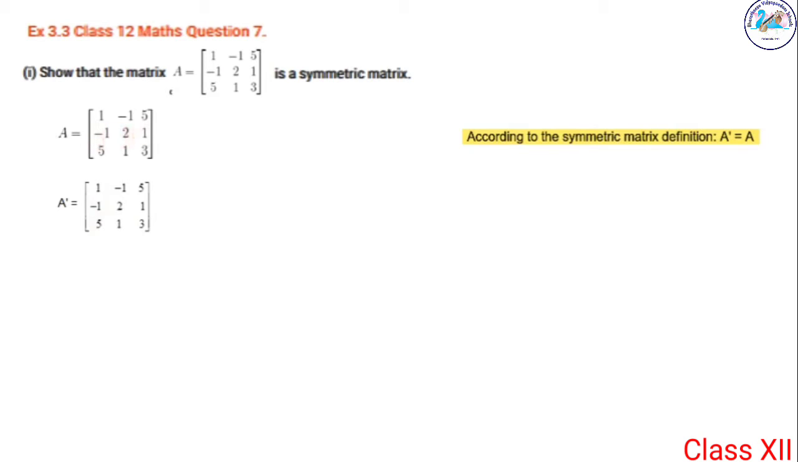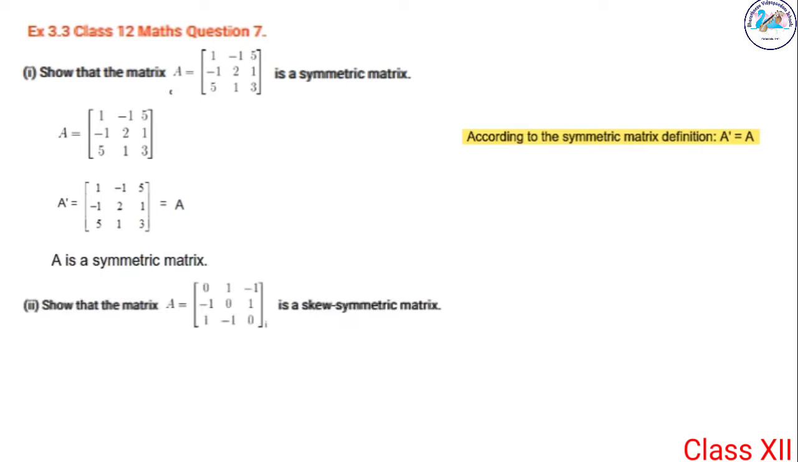Minus 1 2 1 will change here as the column, and 5 1 3 will change here as the column. So A and A transpose is written. And when you analyze A and A transpose, we can come to the conclusion that both are equal, same elements. So since A transpose is equal to A, we can say that A is a symmetric matrix.